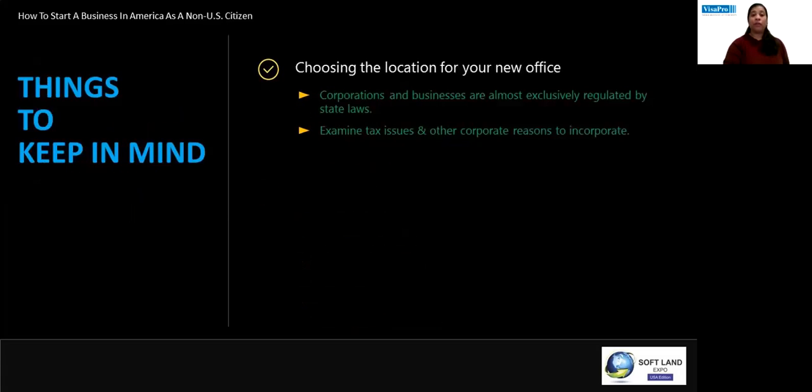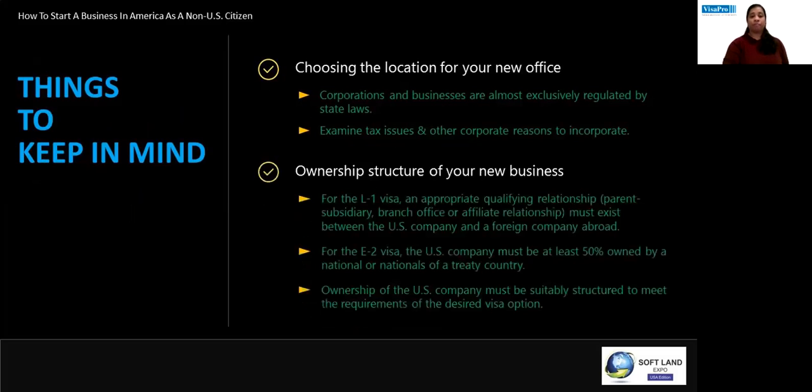Next, you'll want to pick a location for your business. Unlike most foreign countries, corporations and businesses in the US are almost exclusively regulated at the state level by state laws. While incorporating in the state where you will live or be most active may seem like the obvious choice, you may have to examine tax issues and other corporate reasons to incorporate in one state and have your actual headquarters in another. Finally, you'll also need to determine the ownership structure of your company.